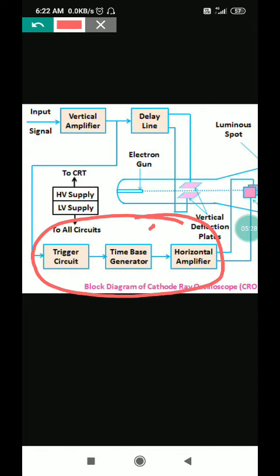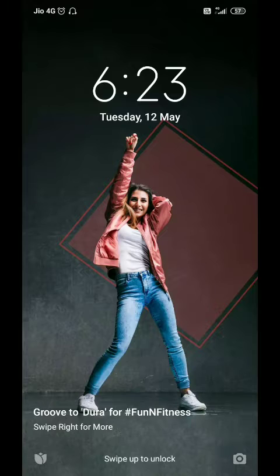If you keep it on 1 millisecond, it will complete the excursion in 1 millisecond. So how fast the signal is, that is captured with the help of this horizontal section. And in order to move the electron beam according to the speed of your signal, we have got a time based generator. The time based generator produces a time sweep according to the speed of the signal.